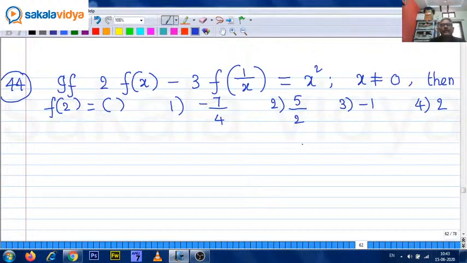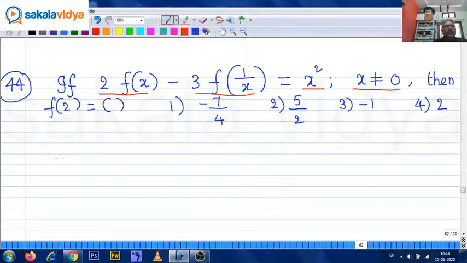Okay, we don't have any shortcut for this one. This is a very lengthy problem, because even these problems may appear in differentiation or integration also. That's why please concentrate on this one. So first we need to define the function f of x. What is given? 2 times f of x minus 3 times f of 1 by x is equal to x square, providing x does not equal 0. Then we need to find out f of 2.